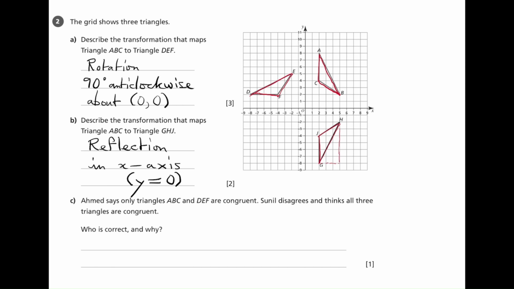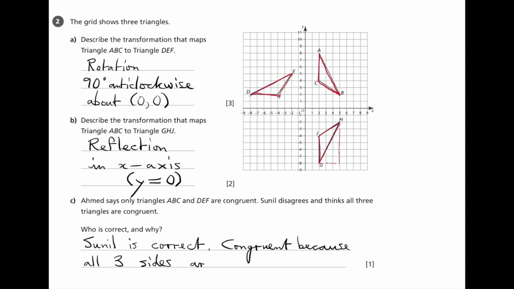So Sunil is correct. All three triangles are congruent. And the reason is all three sides are the same for each triangle. So congruent because all three sides are equal. And the condition for congruent triangles, there are four of them, and one of them is SSS, side, side, side. So Sunil is most definitely correct.